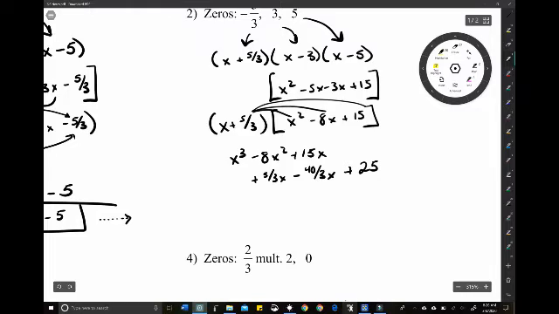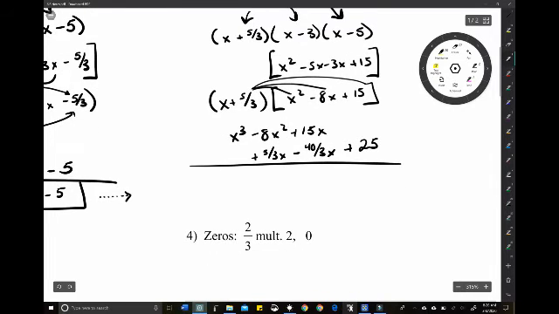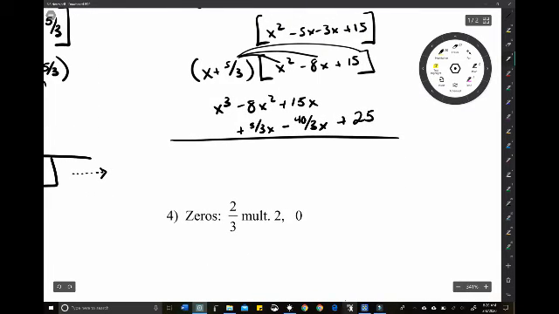So I went through it pretty quickly, but hopefully you can stick along here. X to the third, -8 plus 5/3 is going to be -19/3. Oop, and that should be a squared. Okay.